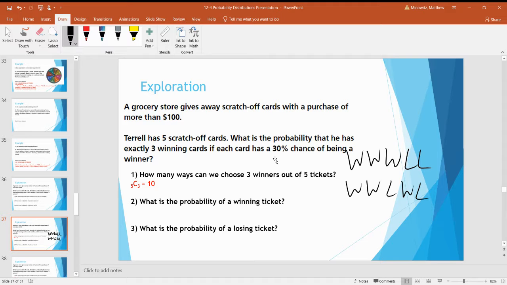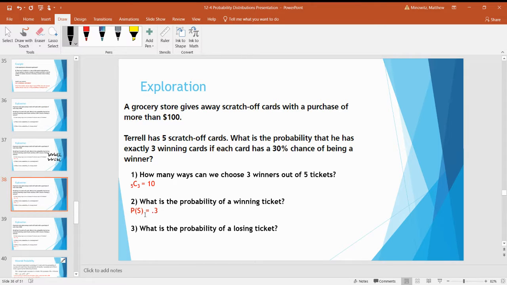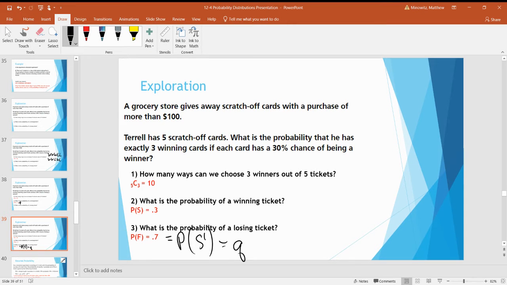And then the probability of a winner, I call it S, P of S. Some people call it lowercase p. And the probability of failure, well, it's definitely 70%. Some people write it as not success, some people write it as Q. All interchangeable. We just really need to know the probability of winning and then the probability of not winning. In this case, I call it losing because you don't win. Now, all this is going to be useful and it's going to help us generate the binomial probability formula.